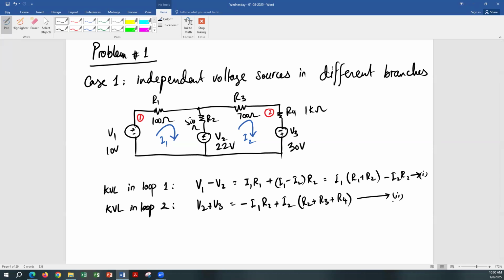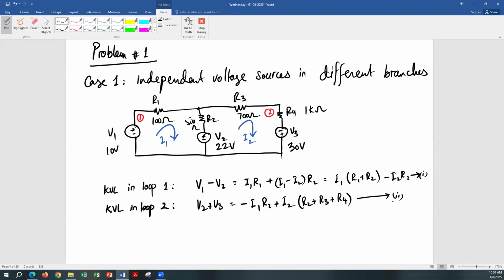Look at the direction of I2. I2 is in this direction. That means it is coming out of V3 and coming out of V2, so the current is passing through both voltages in the same direction. In here, I1 is coming out of V1, but it is entering into V2. That's why those two sources were in the opposite direction, and that's why we put V1 minus V2.